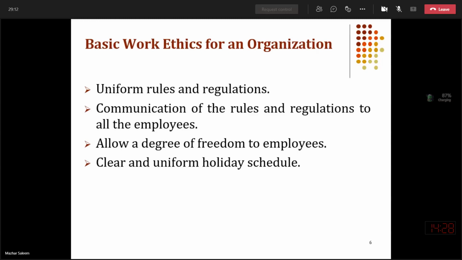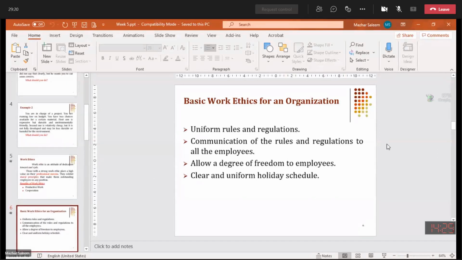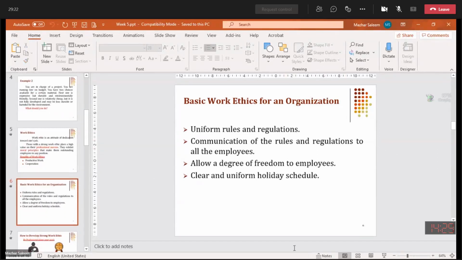Okay, so these are some of the things which are required at the organization level in order to develop a strong work ethic. Anybody having any comments on that? Or if you think I have missed anything regarding the development of this good work ethic, if you are working in an organization, what would you expect from that organization, other than these things that I've just mentioned?